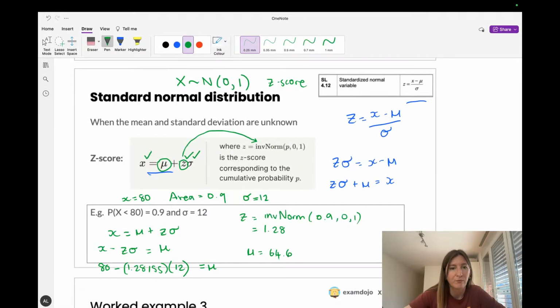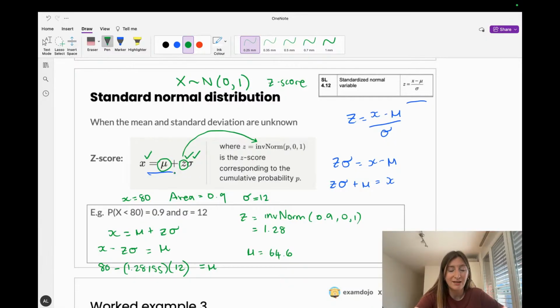And there we go. We were not given the mean, but we used a normal variable formula to find it, and then we could calculate the mean. So think about what variables you have been given from this formula, and then see which ones you need to calculate. Sometimes you'll be given the mean and you have to find the standard deviation. It works exactly the same.